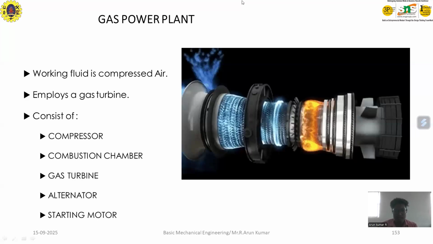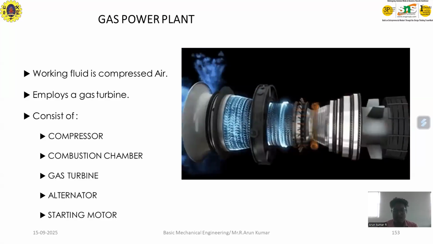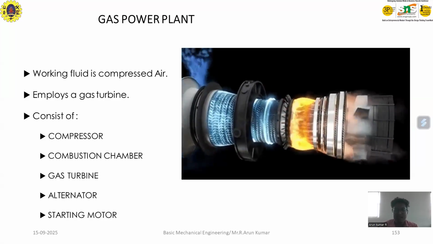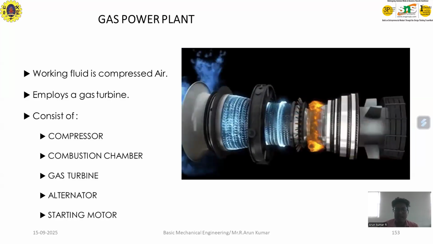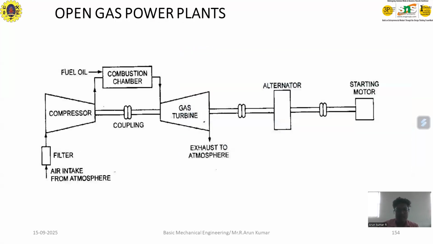The first is the working fluid, which is compressed air, and the second is the gas turbine. The third consists of a number of elements: compressor, combustion chamber, gas turbine, alternator, and the starting motor. These are the main components of the gas power plant. This is the concept of the video I showed: how gases are converted into heat, heat is transferred into rotation energy, and that rotation energy is converted into electric energy. These are simple constructions to understand through the 3D visual view.